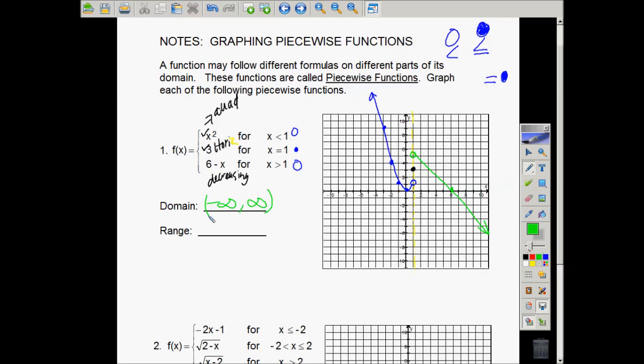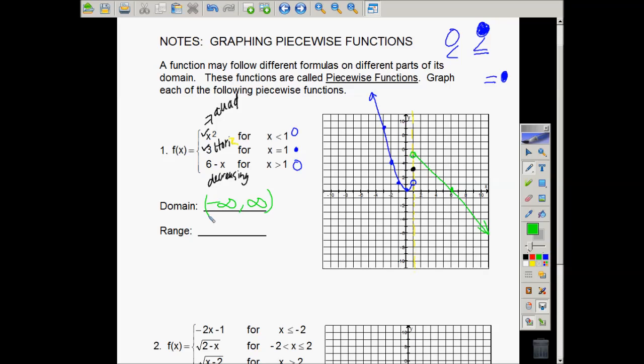Okay, question. How did you find your domain? How did I find my domain? I look going all the way to the left, my x is going forever. And going all the way to the right, my x is still going on forever. So my domain is from negative infinity to infinity.